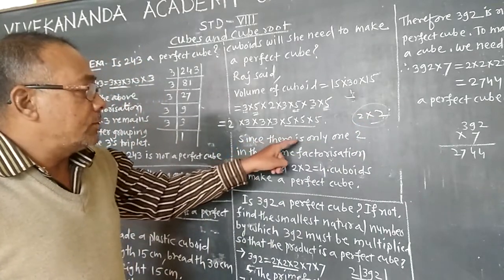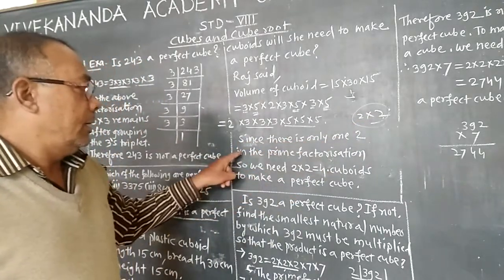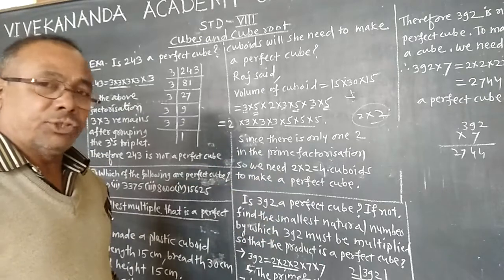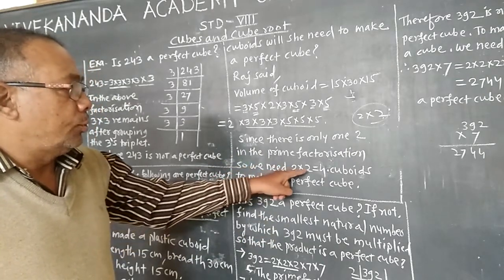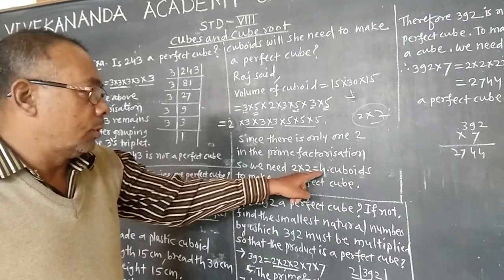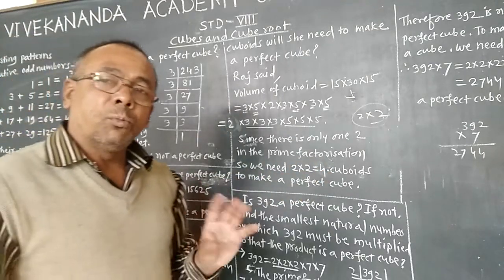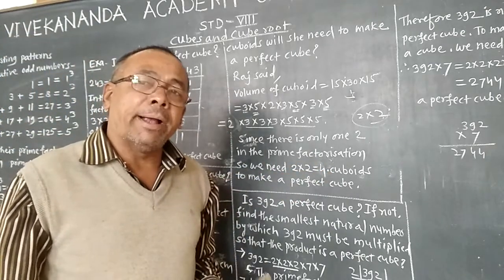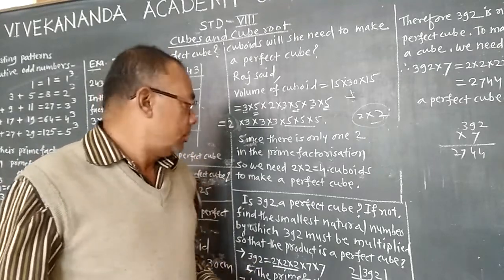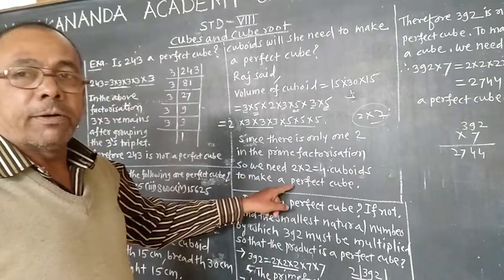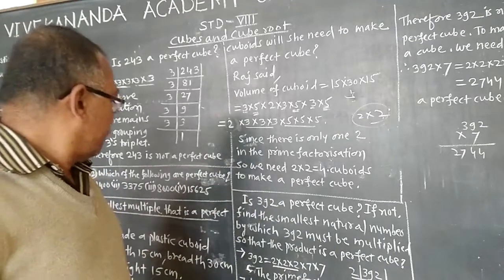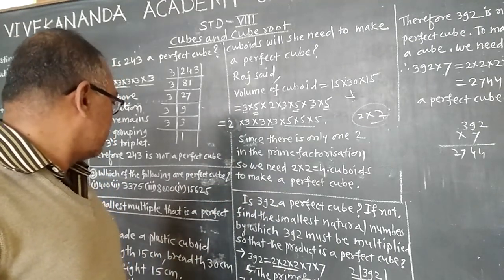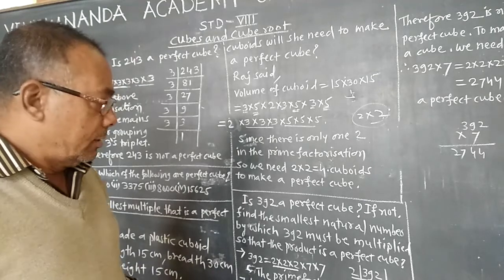Since there is only one 2 in the prime factorization, we need 2 into 2, that is equal to 4 cuboids. So 4 more cuboids are required to complete the cube, means to make a perfect cube. In this way we have seen the smallest multiple that is a perfect cube.